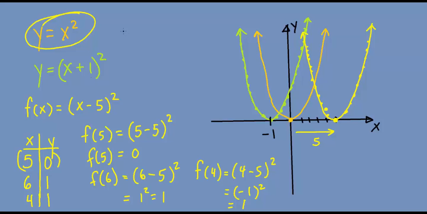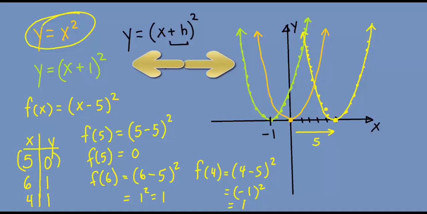So the pattern for this is, if you add something to the x before you square it, and let's call the thing you add h this time, textbooks like that letter, for that slot, the effect of adding something there is to move the parabola horizontally now. And it's also the opposite of what you'd think. So if h is positive, the parabola slides to the left in the negative direction. If h is negative, the parabola slides to the right in the positive direction.